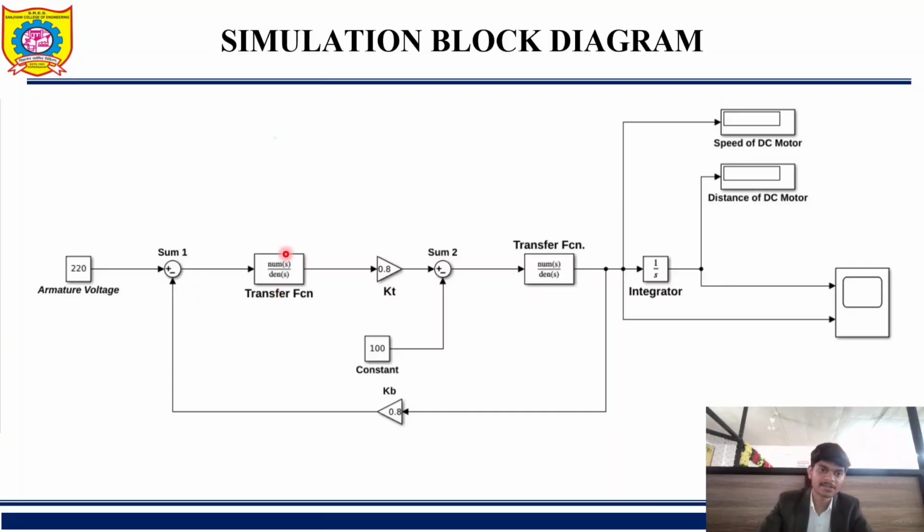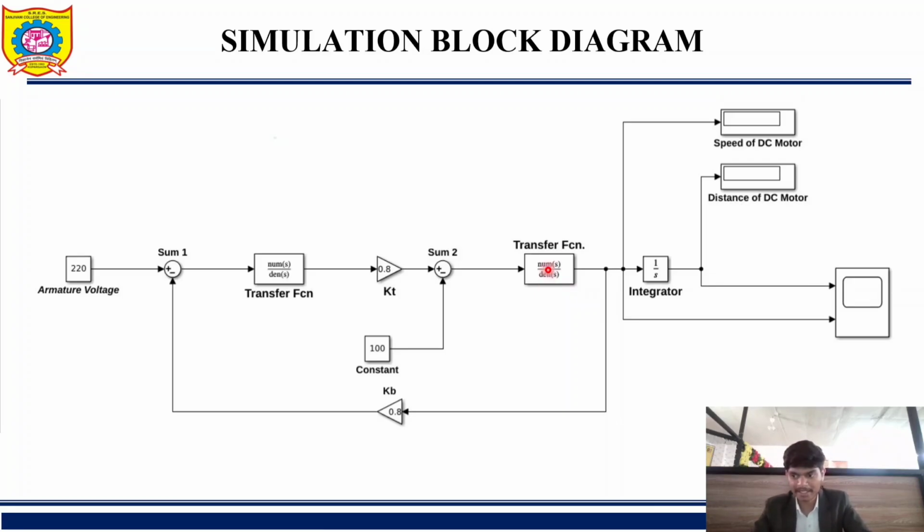Then we require the transfer function. It is the electrical part. It represents the armature circuit. Then we require the gain KT. It is the torque constant. It converts the current into torque. Then we require the sum 2 block for the mechanical equation. It combines the torque and load effect. Then we require the transfer function for the mechanical part. It represents the motor dynamics.